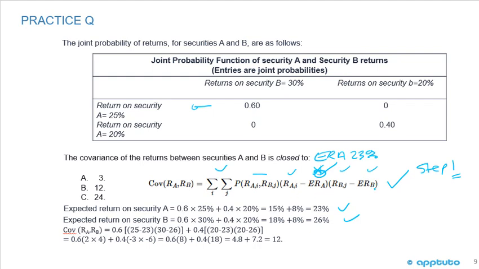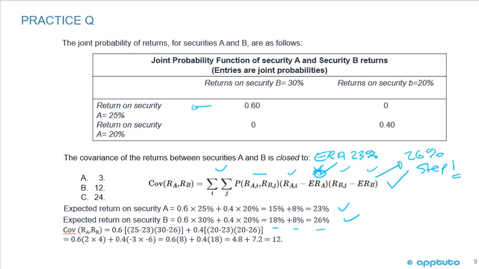So the expected return for B, same thing. It's going to be 60% times 30% plus 40% times the 20%. And that's going to give us 18% plus the 8%, 26. Now we have the expected return for B. That's going to be 26%. And we've got the returns for B. It's 30% and 20%. So we're just going to put in our formula then.